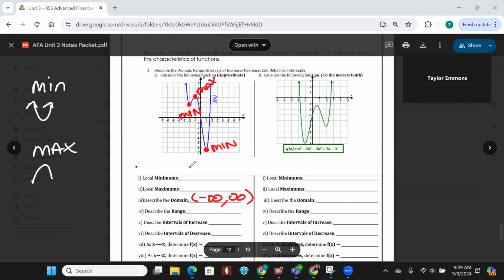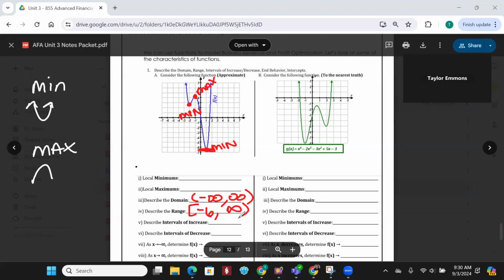Range. Range is my lowest to highest. So what is my lowest y value here? -6. So we're going to say from -6 to what's our highest? Infinity. Those 4 questions you should not get wrong. You can identify max and min. You can do the domain. You can do the range.